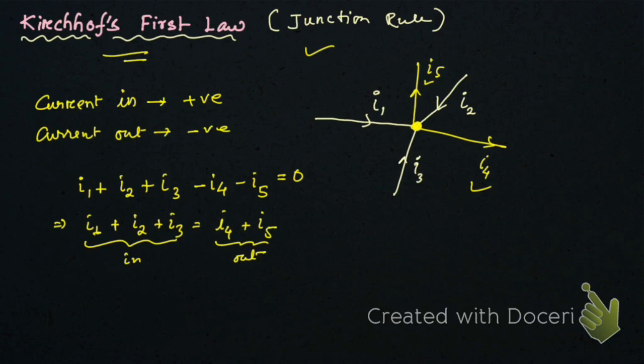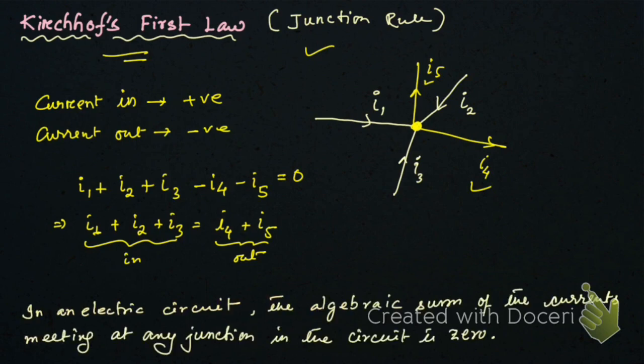So this is the first law. Let me write the statement. So this law states that in any electric circuit, the algebraic sum of the currents meeting at any junction in the circuit is 0, right? This is the first law, right? Now let's move on to next law.